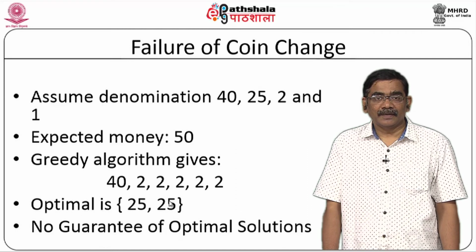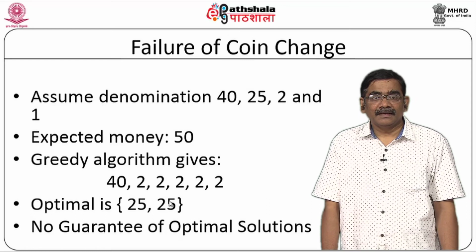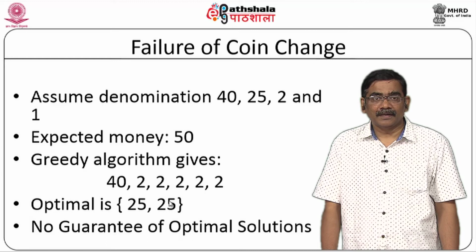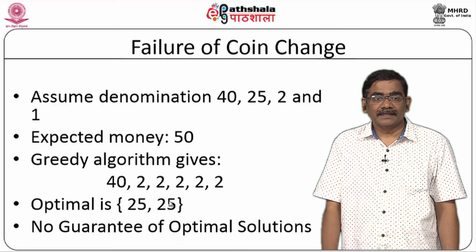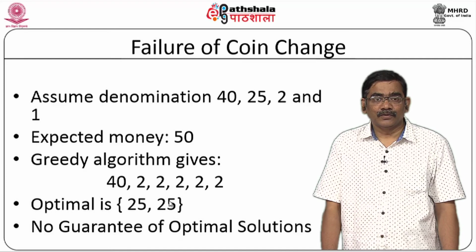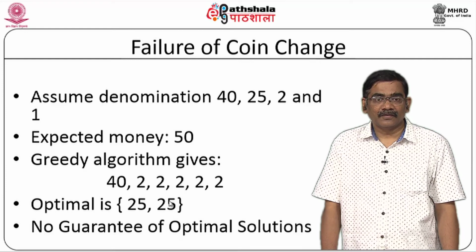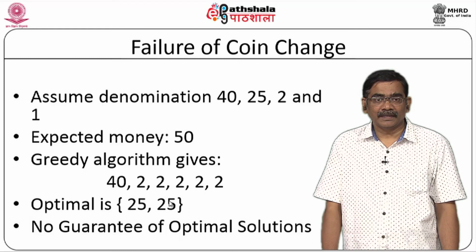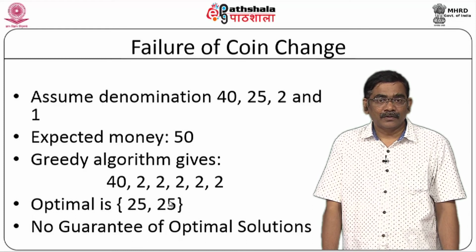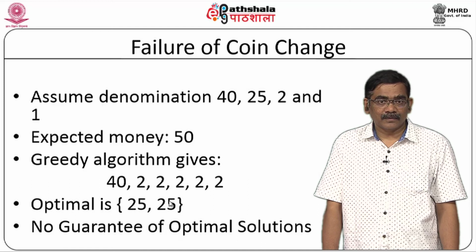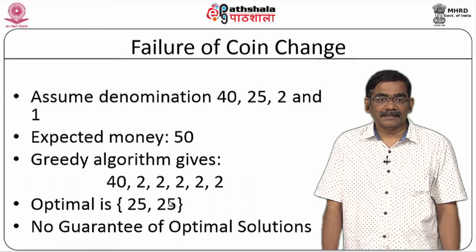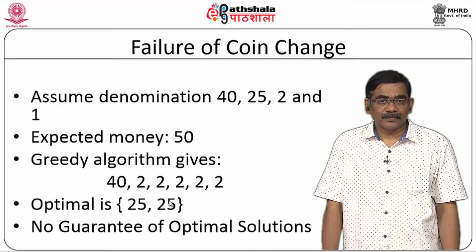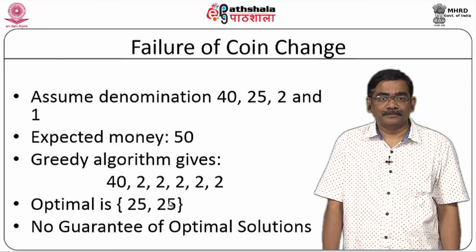Then 50 minus 40 is 10. For 10, the largest denomination is 2, so it becomes 2, 2, 2, 2, 2. You can see that 6 coins are used to fulfill the request of 50. But we know very well that this is not the optimal solution, because we can give 2 coins of the 25 denomination as the optimal solution. In other words, the greedy algorithm is not always optimal.